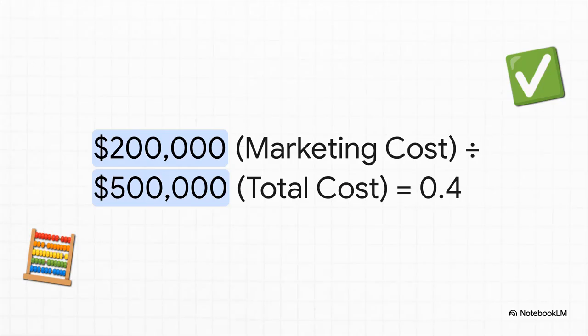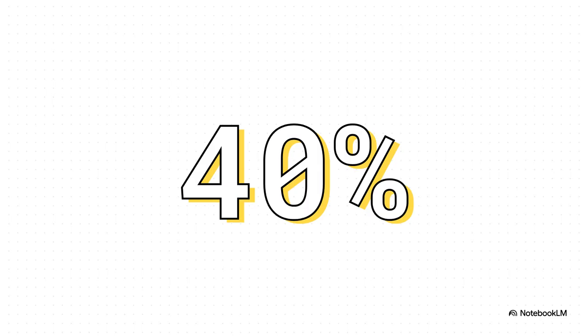And now for that last simple step. We take our $200,000 in marketing costs and divide it by the $500,000 total. And what do we get? 0.4. You multiply that by 100 to get a percentage, and there you have it. Your M%CAC is 40%. All this means is that marketing spend made up 40% of your total cost to acquire customers that quarter. Simple, right?